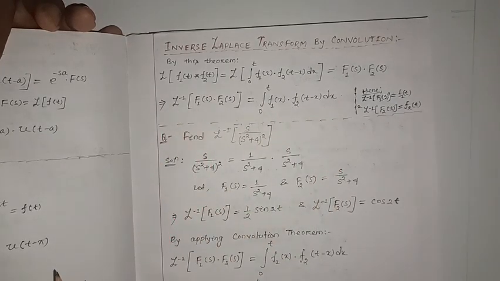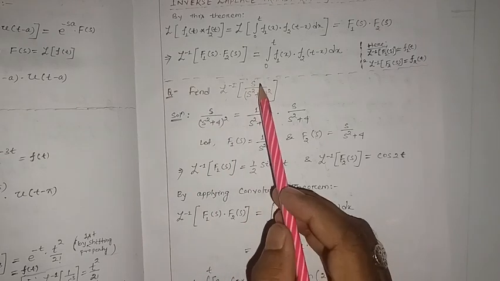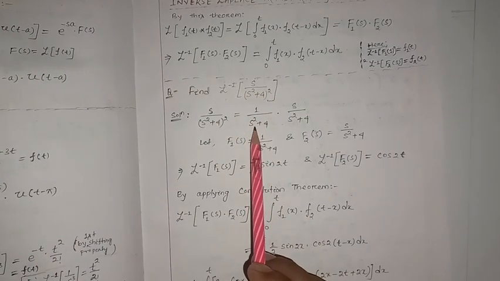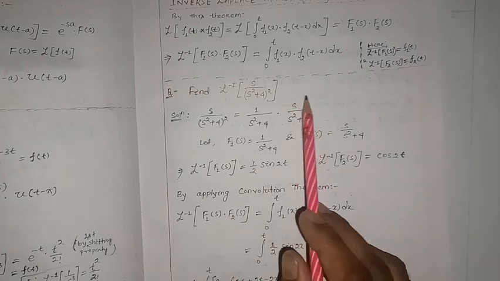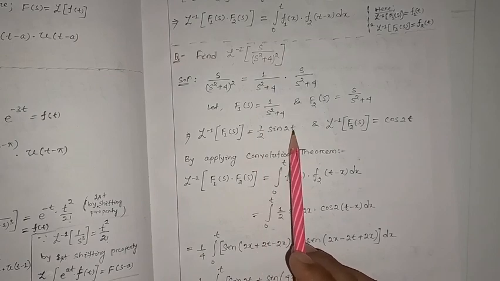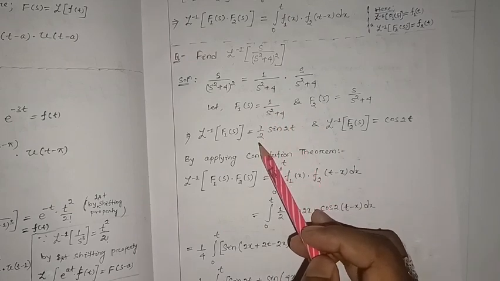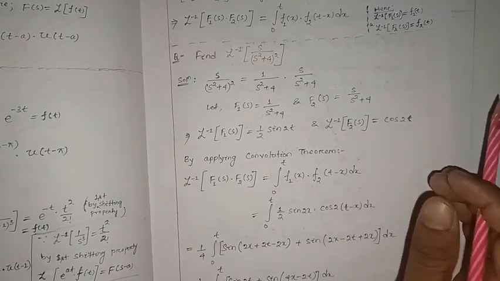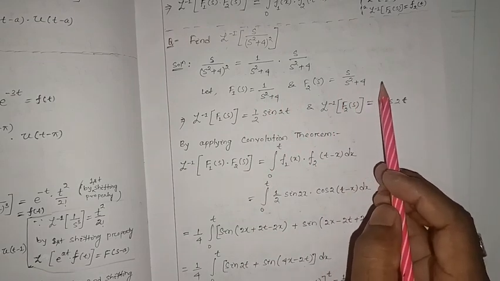We are going to use this to solve the numericals. The first numerical is: find the inverse Laplace transform of s by (s square plus 4) whole square. This can be written as 1 by (s square plus 4) into s by (s square plus 4). Now consider this one as capital F1(s) and this one as capital F2(s). The inverse Laplace transform of the first will be 1 by 2 sine 2t, because we just multiply by 2 and divide by 2. So 2 by (s square plus 2 square) is nothing but sine 2t, with the 1 by 2 there. And s by (s square plus 2 square) is nothing but cos 2t. We are very much familiar with these two terms.